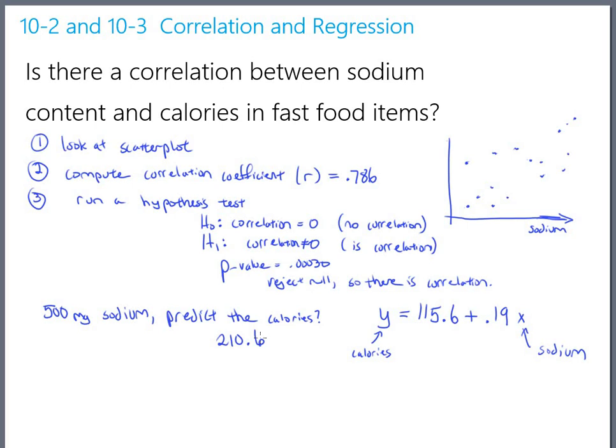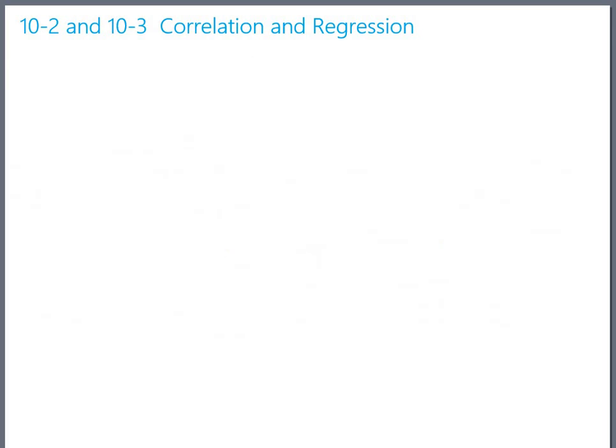Okay, so this is the idea for 10.2 and for 10.3. 10.2 was saying, is there a correlation? So that was these three steps right here. 10.3, if you've got correlation, make a prediction. I know this video is getting long, but the last thing we need to say is, what if you don't have correlation? So let's talk about that.